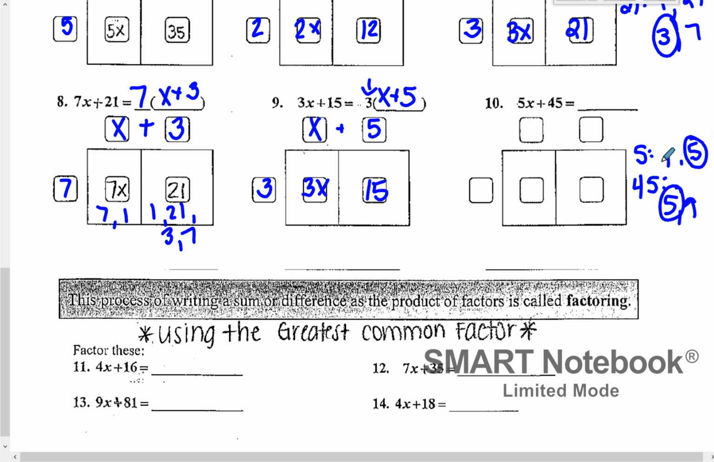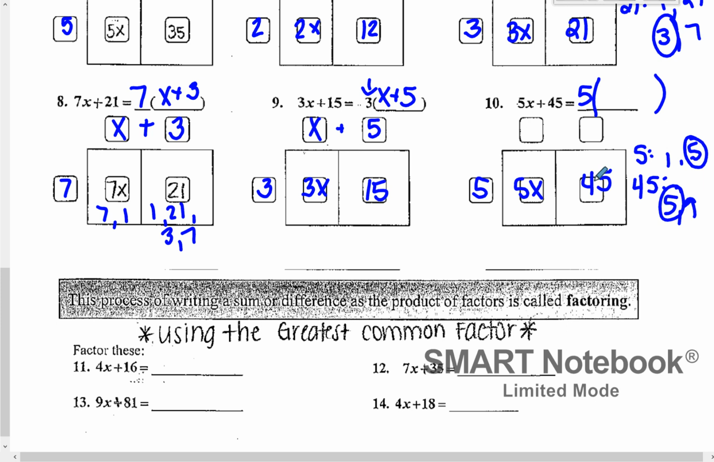Because those are our only two options for the number 5, it either has to be a 1 or it has to be a 5. And it looks like it's going to be a 5. So 5 goes on the side by itself, 5 goes outside the parentheses. Now inside, I forgot to write my 5x and my 45.